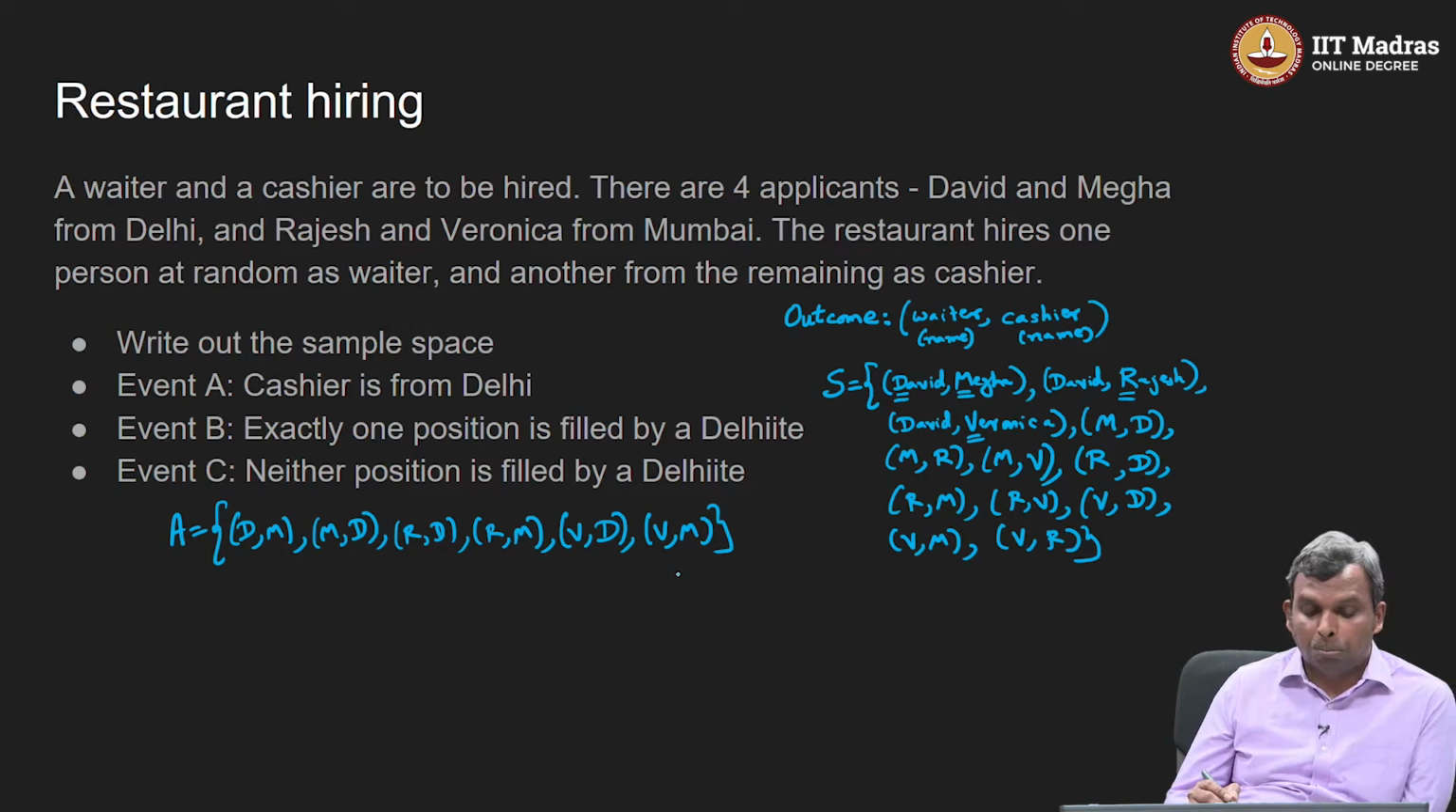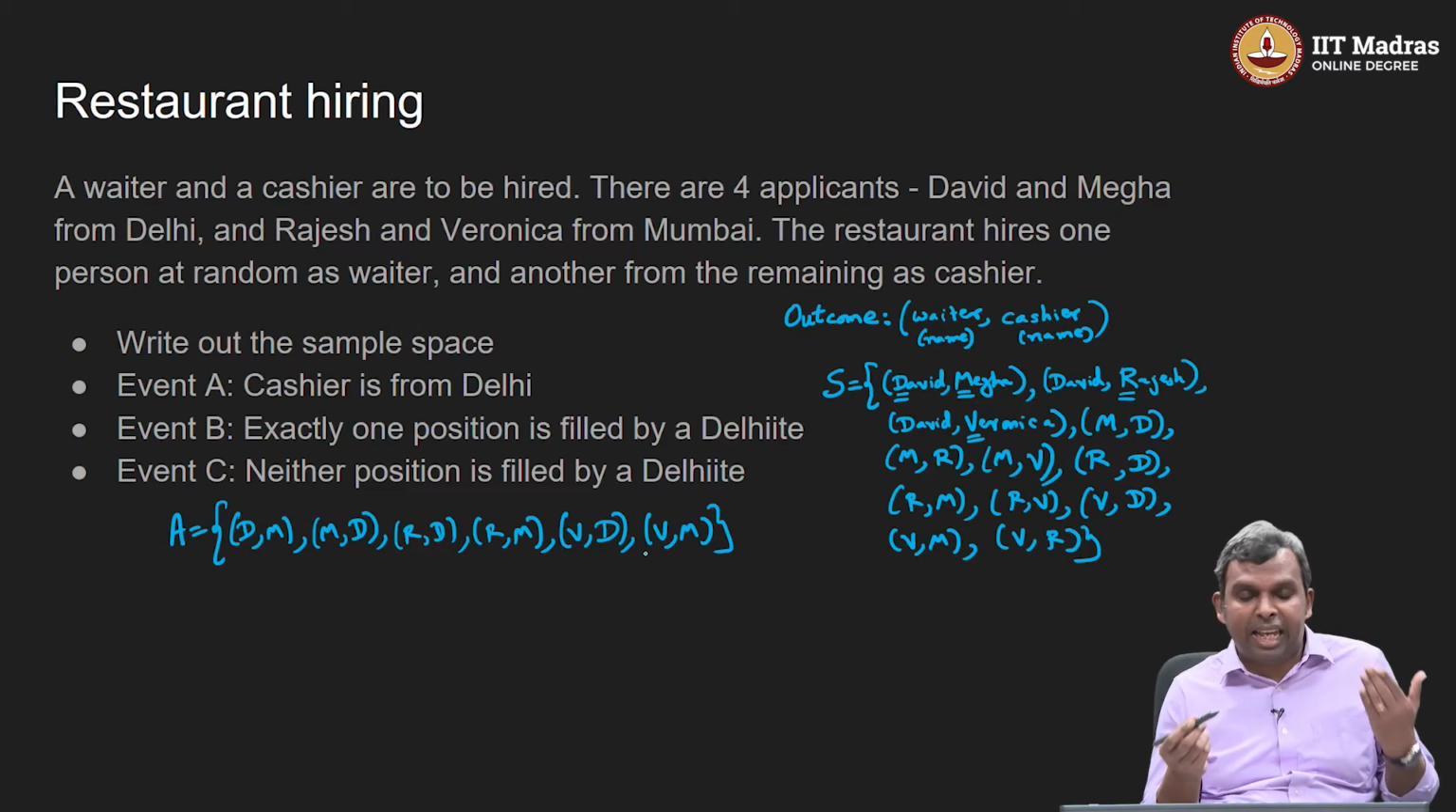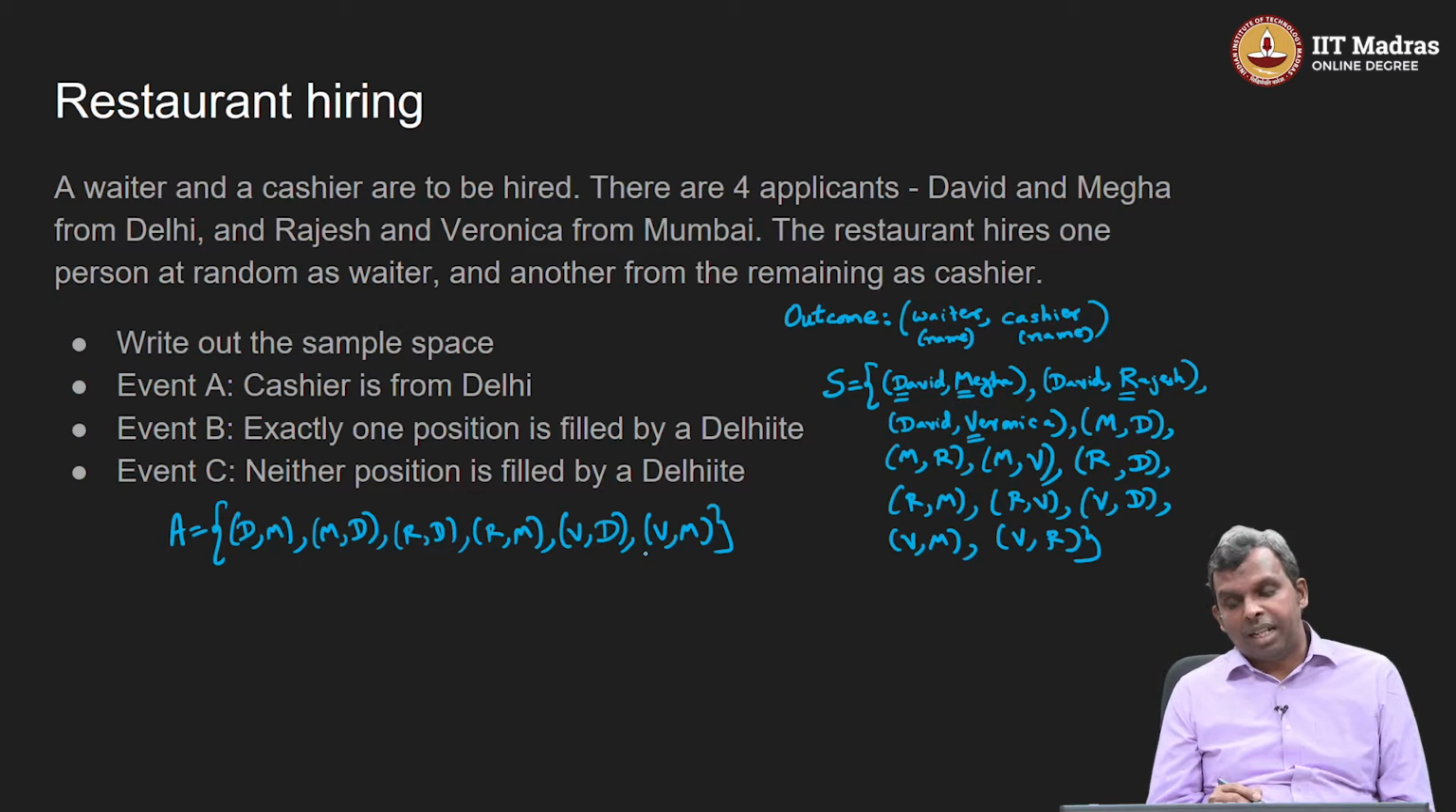Is that okay? So, you have the cashier being either Megha or David, and the waiter we do not care, right. The waiter can be anybody else, and that gives you 6 possibilities for the cashier to be from Delhi, and that is the subset that is the event A, which gives you the cashier from Delhi. Okay.